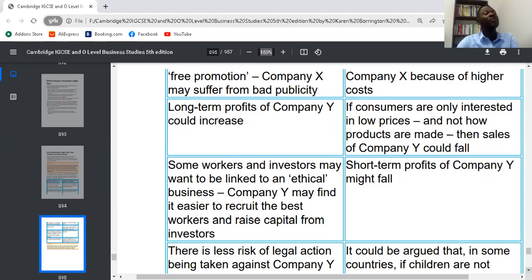Short-term profits of the company might fall. If you are complying with an ethical stance or with legal requirements, in the short run you're not going to make profits because you would have purchased advanced technology, employed workers, paid minimum wage. All these things are increasing cost, so they reduce profit in the short run. In the long run, you enjoy it, but in the short run, it's difficult.